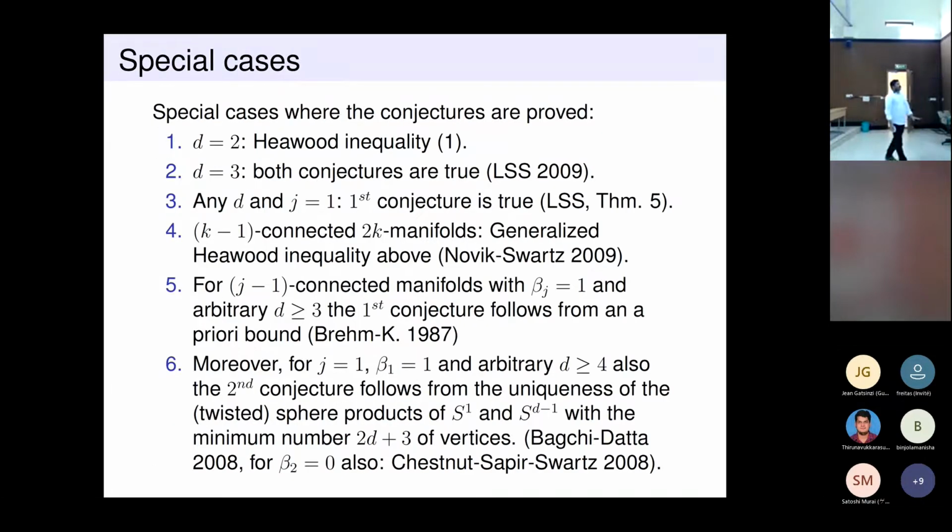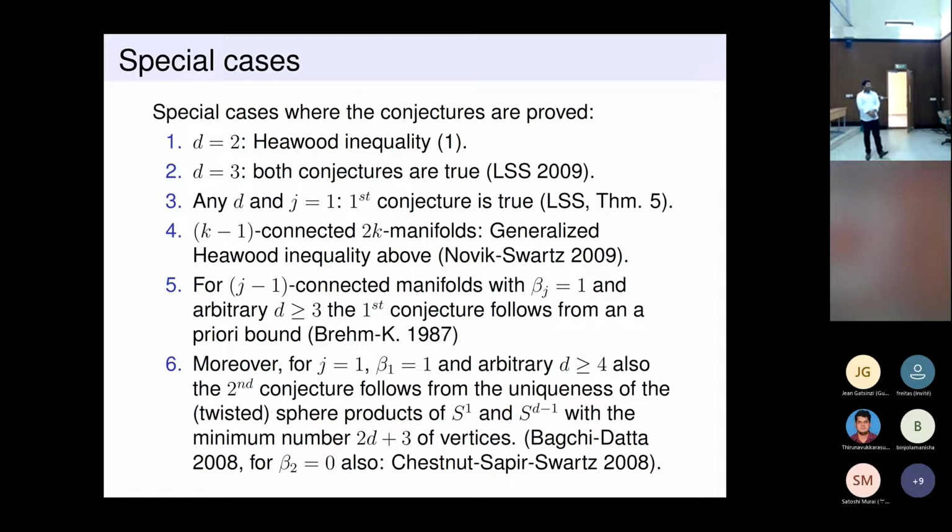Okay. So here are the special cases where the conjecture is already proved. For d equal to 2, we have the Heawood inequality, which is given in 1. For d equal to 3, both conjectures are true, due to, again, Lutz, Sulanke, and Schwartz in 2009. For any d and for j equal to 1, the first conjecture is true, again due to them.